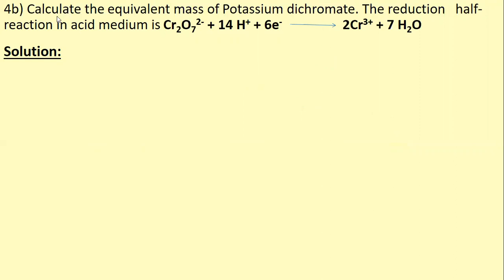Now we'll move on to question number 4b. Calculate the equivalent mass of potassium dichromate. The reduction half reaction in acid medium is given in the question itself. Now we move on to the solution. From the question itself, we have understood potassium dichromate will be expressed by K2Cr2O7. And we have to calculate its molecular mass. Using that, we have to correlate with the given half reaction.